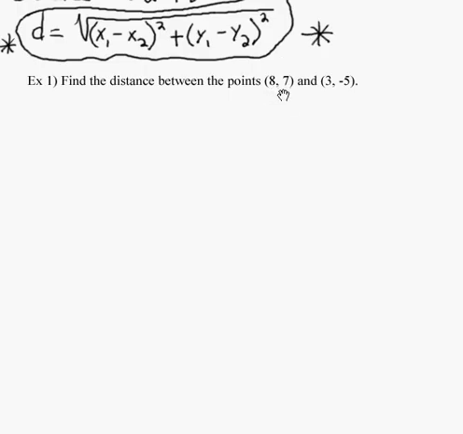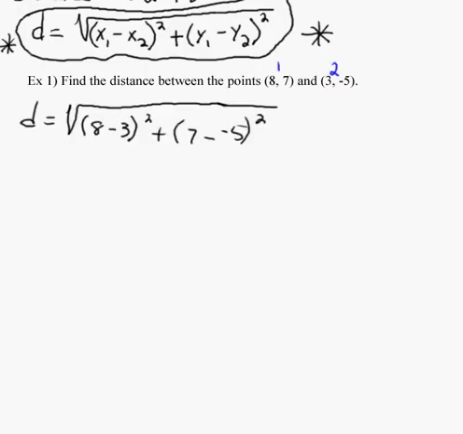Find the distance between the point 8,7 and the point 3, -5. Now, the long way of doing this is to draw the points on a graph. No point in doing that. We have a formula. What we want to do is label one of those points point 1, one of those points point 2, just so we are consistent.